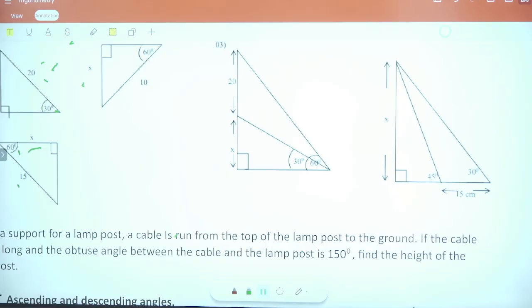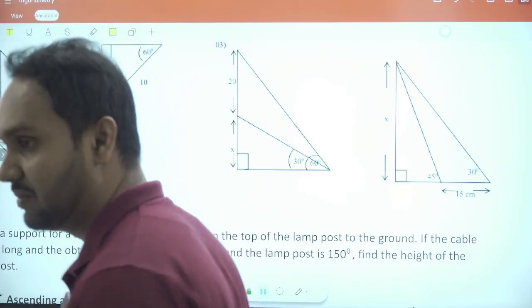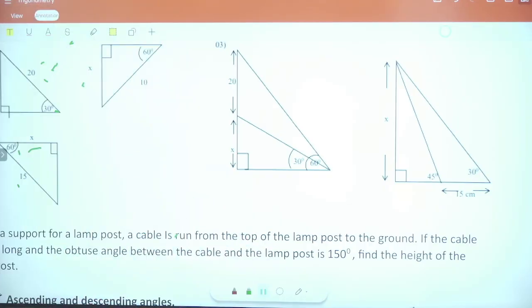tan 60. Yeah, so try moving forward. Don't wait until I'm telling you the answer. That's not a good way of doing it. You have to reciprocal it, right? So do it.